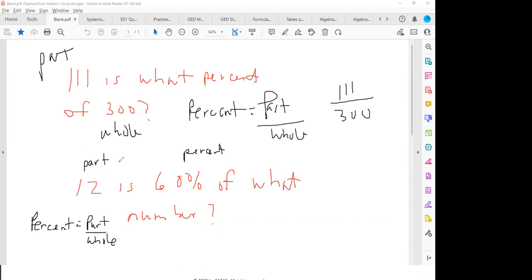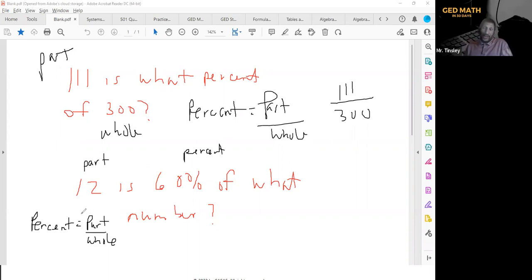12 times 5 is 60. No, hold on. See, there you go. You're just trying to make something happen. You're just trying to take numbers and do a calculation. No, you have to start at a place that you know. So we know percent equals part over whole. We know 12 is the part. We know 60% is the percent. So now I have to solve for whole though.